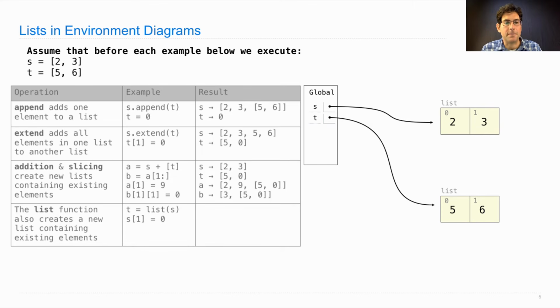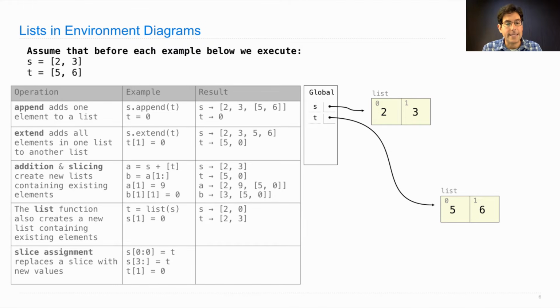Okay, let's start over. The list function creates a new list containing existing elements. So if I say t equals list(s), I get a new list containing 2 and 3. That replaces what t used to refer to. If I set s[1] equal to 0, then I'm changing s, but I'm not changing t because we copied it. So the result is that s is 2 and 0, and t is 2 and 3.